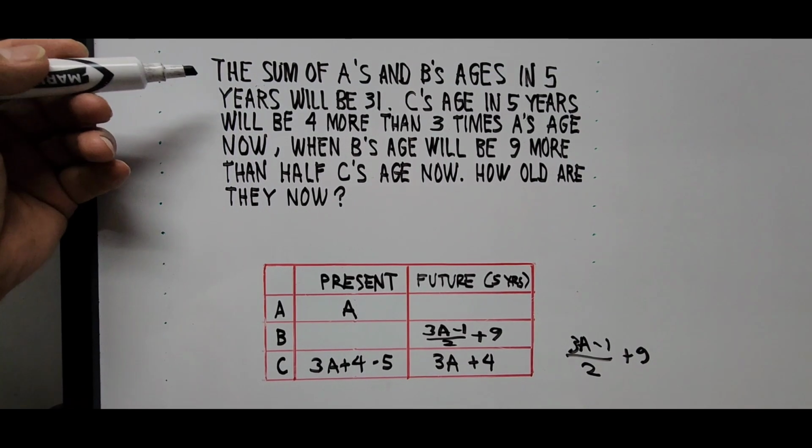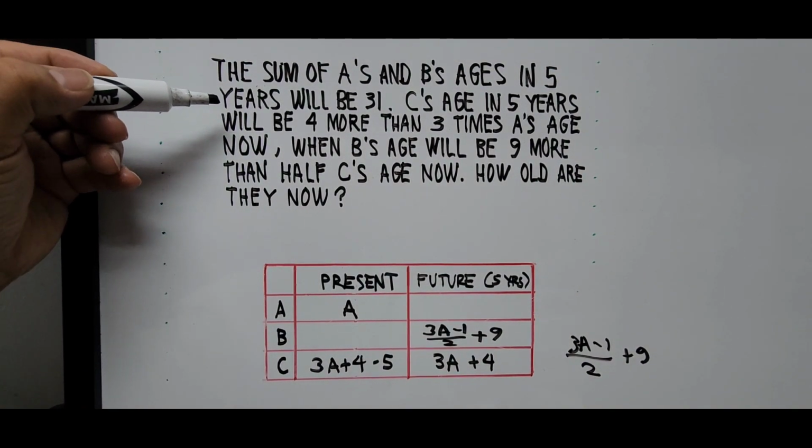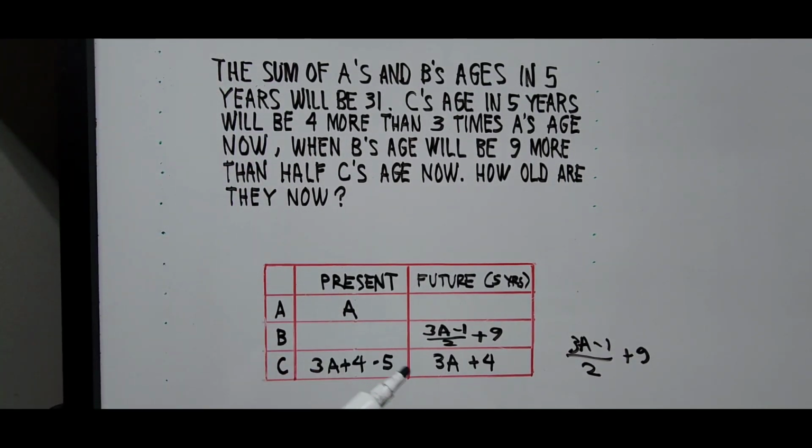And the first sentence says the sum of A's and B's ages in 5 years will be 31. So we have to indicate the future age of A. Since this is 5 years, we have to add 5 to A, so A plus 5. What's being asked here is the present ages of A, B, and C. So the present age of B, we need to fill this up, based on the future age in 5 years. That means we're subtracting 5: (3A minus 1) divided by 2, and subtracting 5 from 9, that will be plus 4.